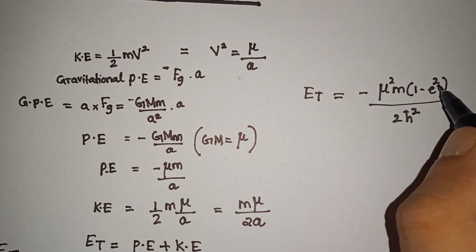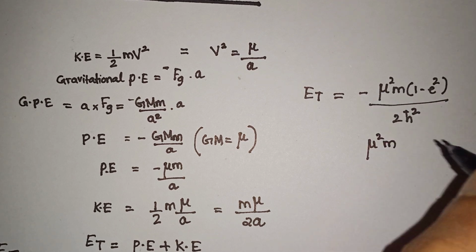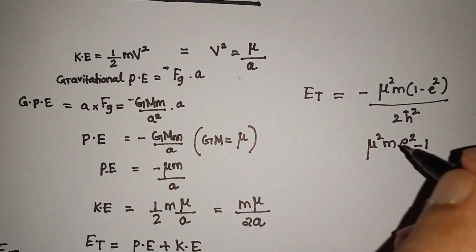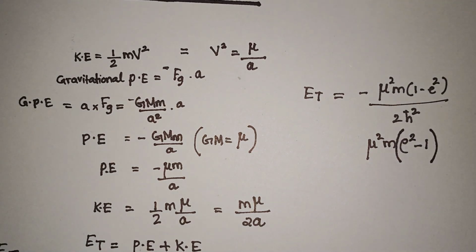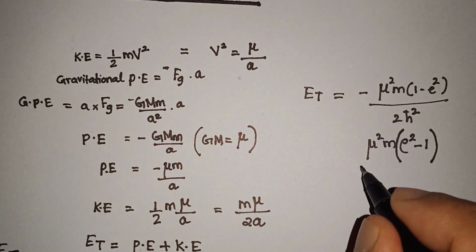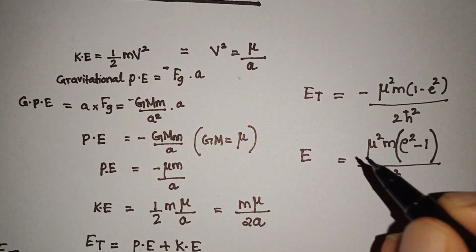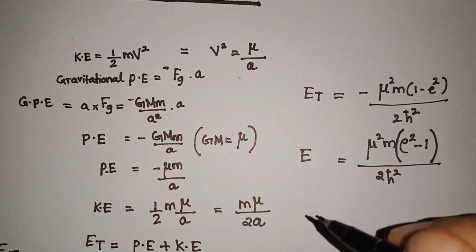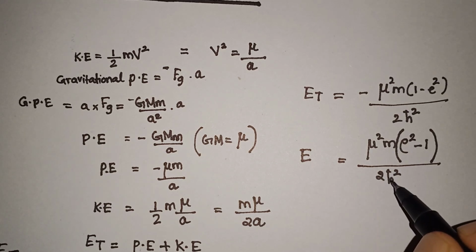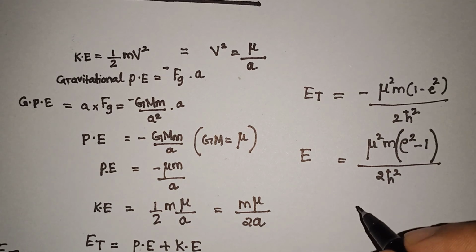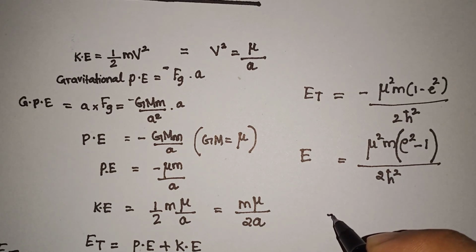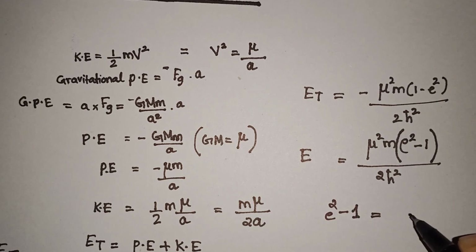So here we have a negative, so we go with mu square m into e square minus 1. We put this in bracket, is it not? We applied a minus sign here, divided by 2h cap square, which is equal to e. We'll write simply e, e total. Now you take this h cap square into 2 to the left hand side. You multiply it, and you're going to get e square minus 1 is going to be 2h cap square into e. And you take the entire term down, you get mu square into m.